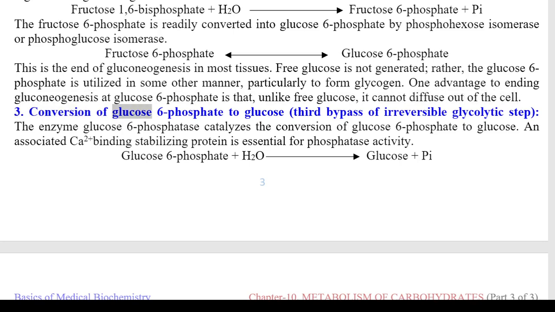3. Conversion of glucose 6-phosphate to glucose. Third bypass of irreversible glycolytic step. The enzyme glucose 6-phosphatase catalyzes the conversion of glucose 6-phosphate to glucose. An associated Ca2+-binding stabilizing protein is essential for phosphatase activity. Glucose 6-phosphate plus H2O, glucose plus Pi.